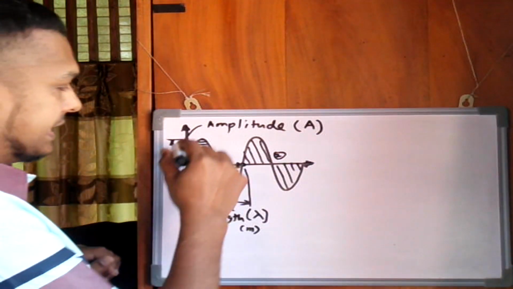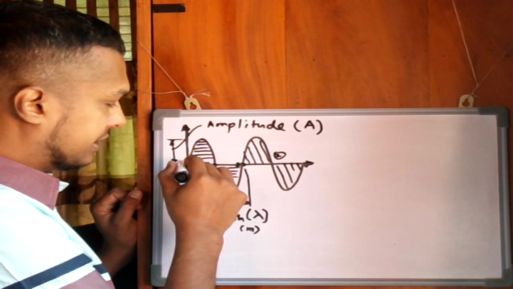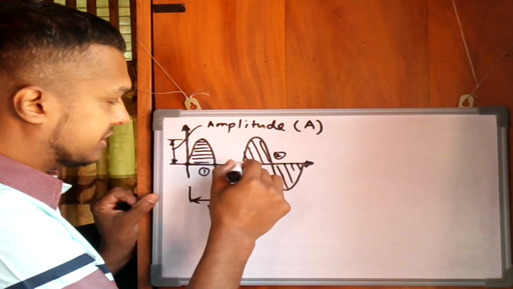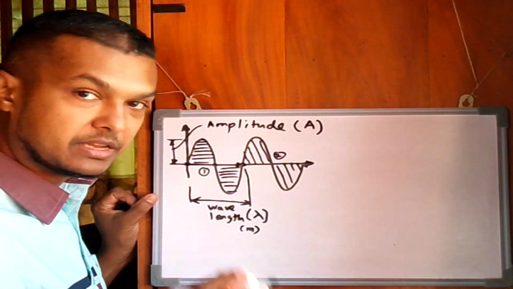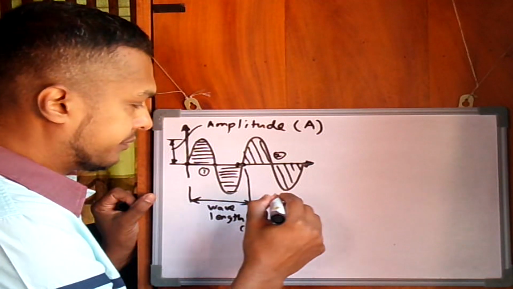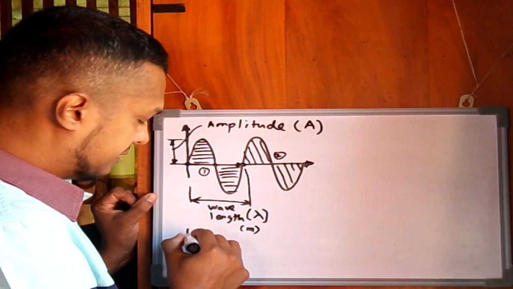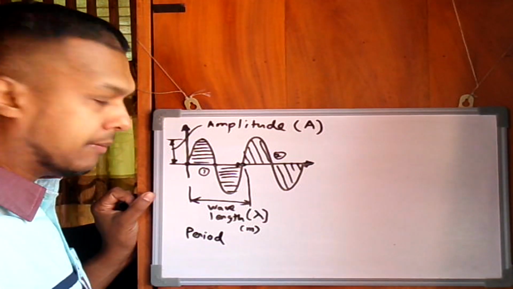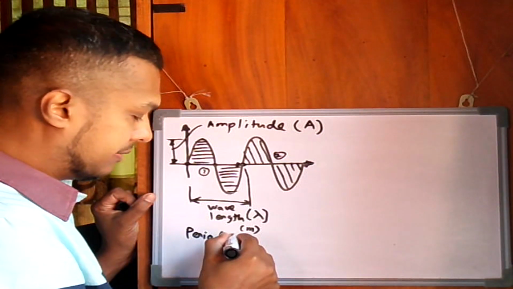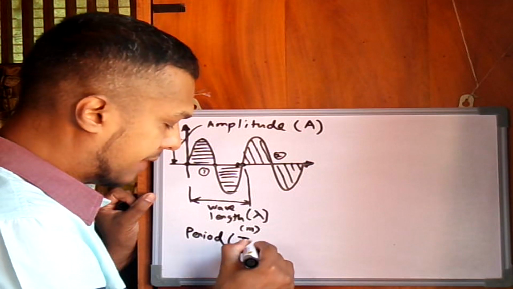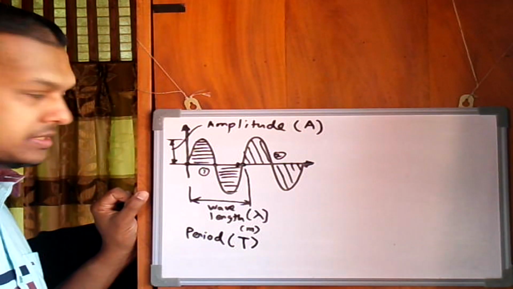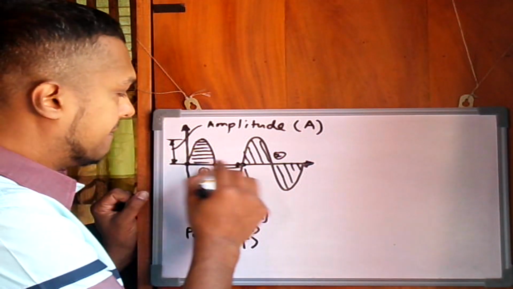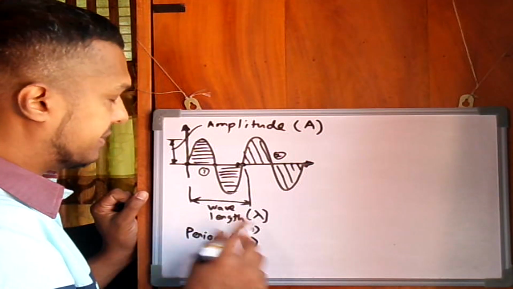So in order for a particle to complete just one oscillation, the time taken for it is called period. Period. Because it's a unit of time, we call it capital T. Capital T. So that's the time, that's the period.